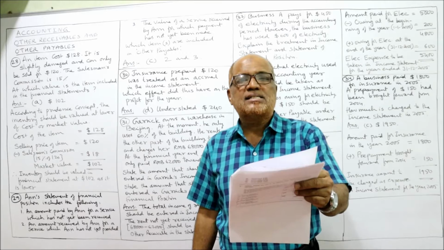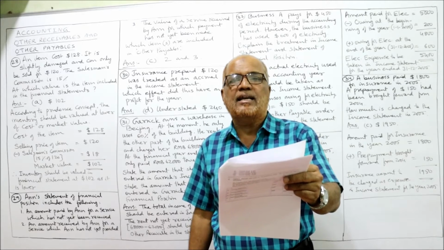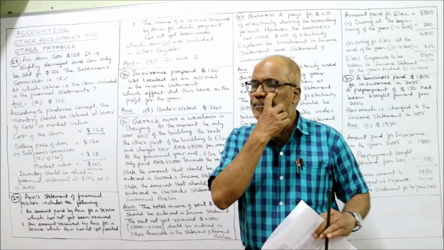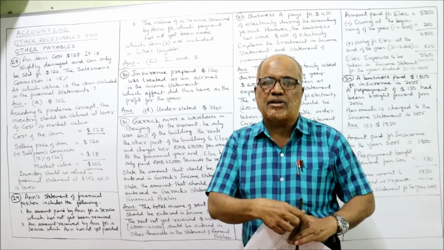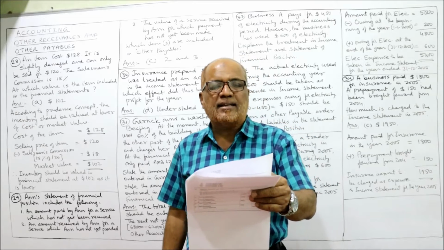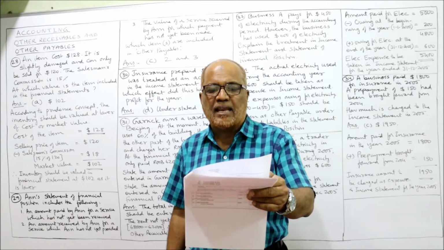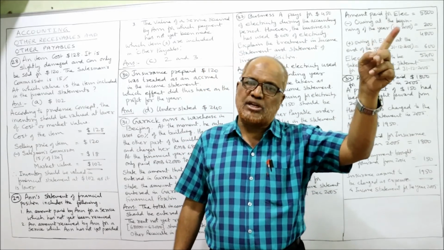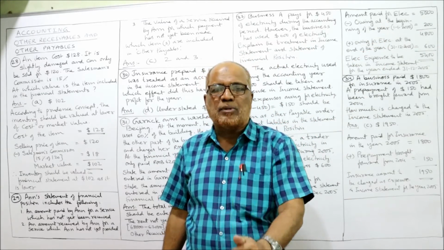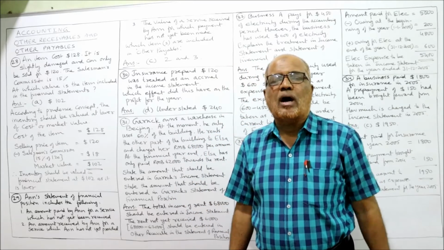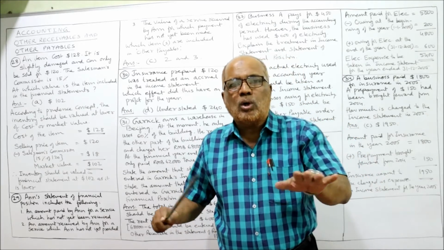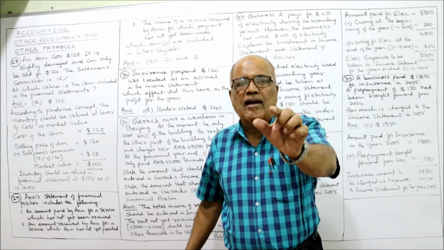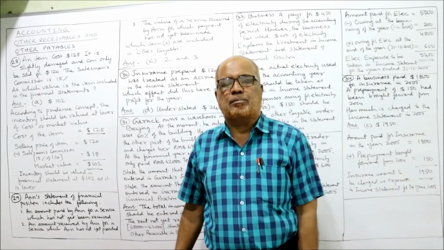Now what is the question? State the amount that should be entered in Garrick's income statement. How much rental income should be taken in the income statement? That is the first question. Second question, state the amount that should be taken in Garrick's statement of financial position. So how much rent should be taken in the income statement? How much rent should be taken in the statement of financial position? According to the accrual concept, the total rent, whether received or not, the complete rental income should be taken in the income statement.